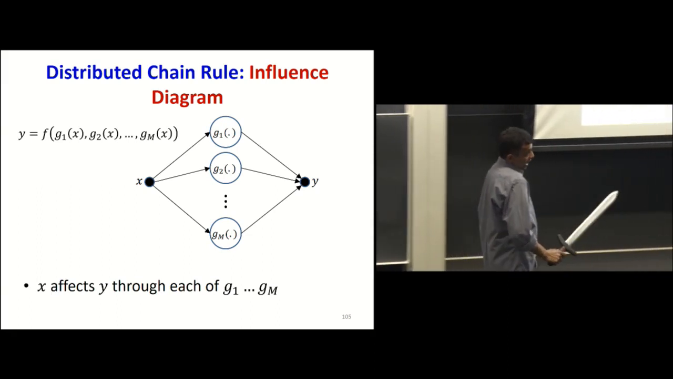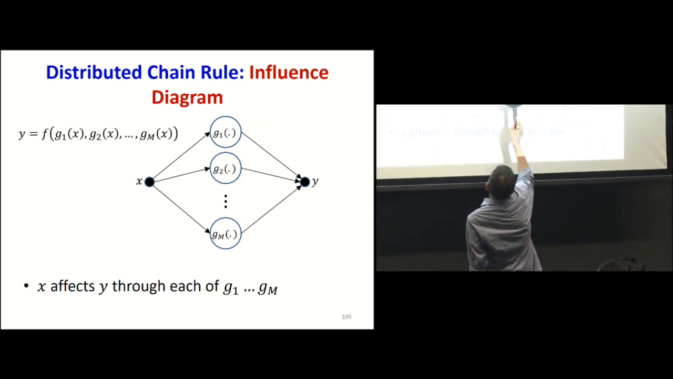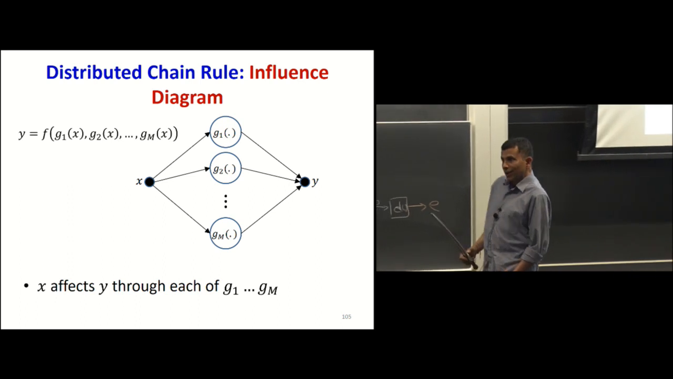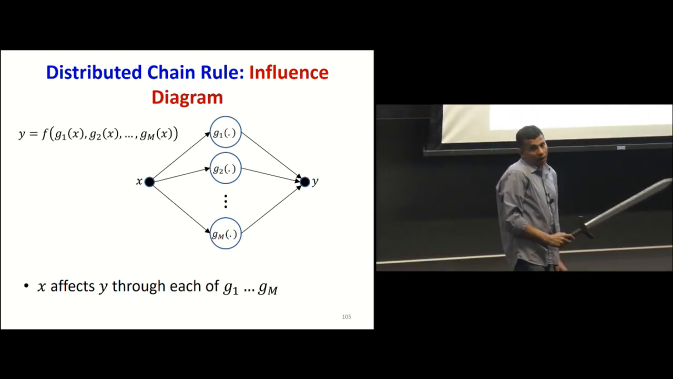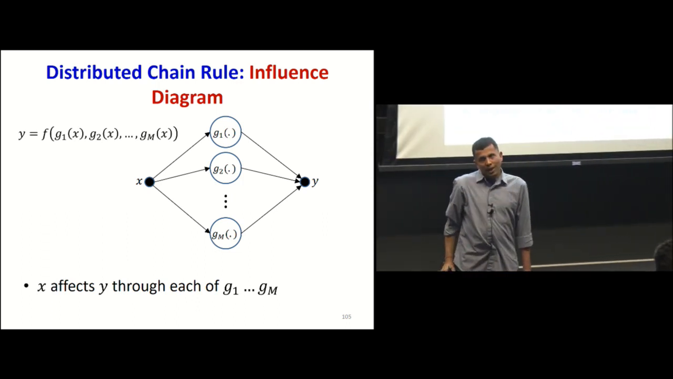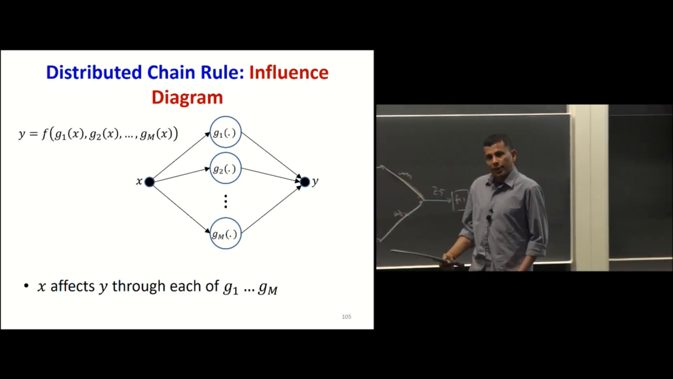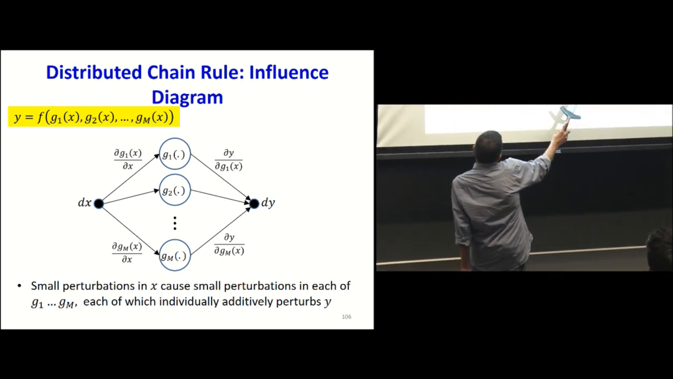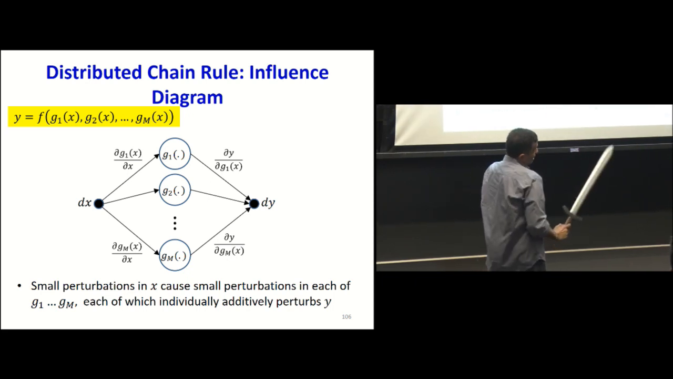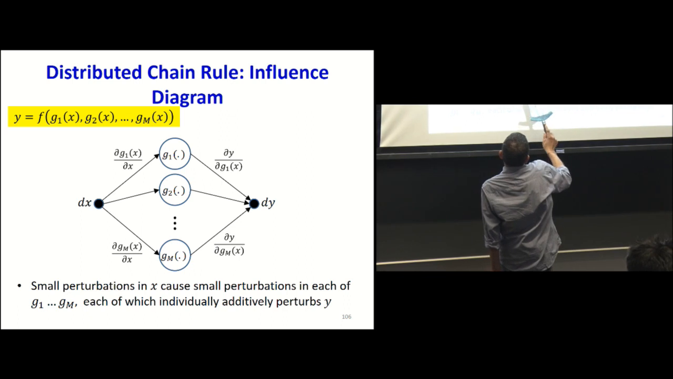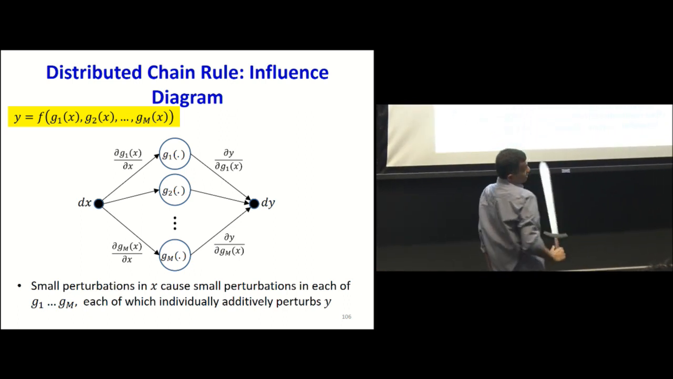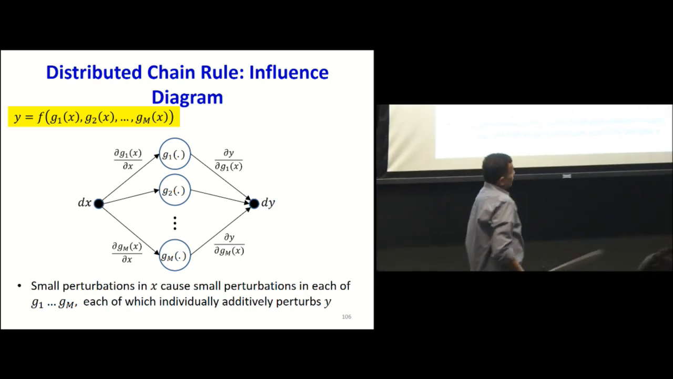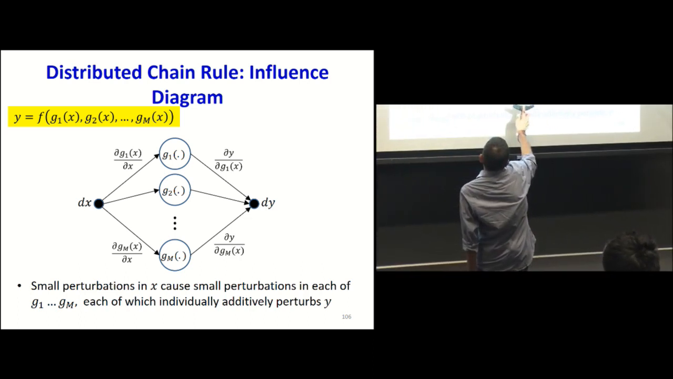So now I can draw an influence diagram. This is what I'm going to call the influence diagram. The x influences the outputs of each of these functions, and the outputs of each of these functions in turn affect y. Once I can draw the influence diagram in this manner, this is how the derivative works out. You can compute the derivative of y with respect to x along each of these connections. And along each of these connections, of course, the derivative is obtained using the chain rule. So how does g1 vary in response to a little change dx in x? And how does y vary in response to a little change in g1? So this derivative is going to be dy over dg1 times dg1 over dx.